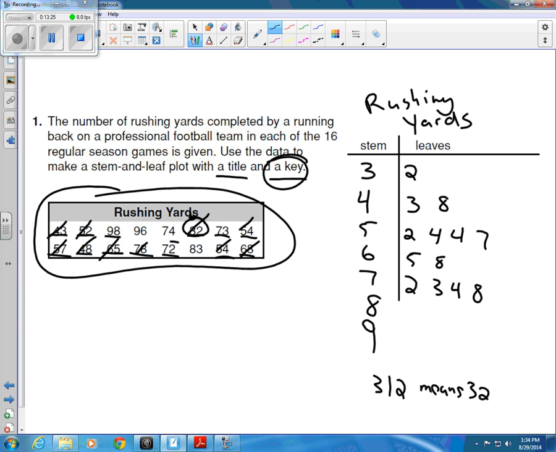Stem of 8. I have 83, and that looks like it's it. And finally, stem of 9. I have 98 and 96. 6, 8, I am done. So there is my stem and leaf plot. Again, we are starting to see kind of where the distribution is. It looks like most of our numbers are falling in this 50 to 70 range. We can see that because there's only one leaf up here, and only a couple leaves down here. So we can see kind of where the meat of our distribution is.